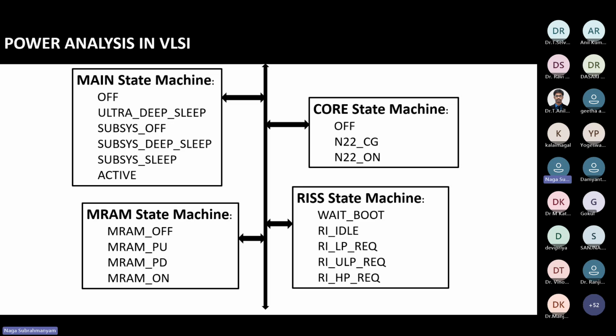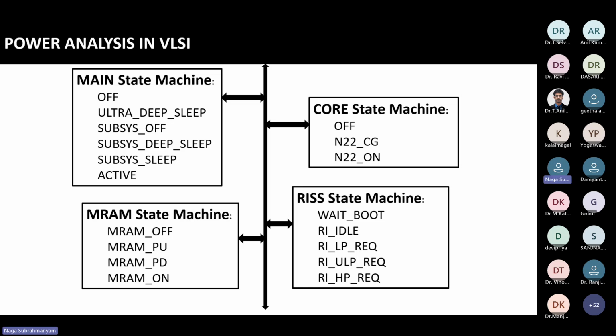This main state machine has those six states. Each state has a few more substates: ultra deep sleep, subsystem off, subsystem deep sleep, subsystem sleep, and active. This main state machine is nothing but the PMU state machine. This core state machine is nothing but whatever processor you have. Suppose you have an ARM processor, then an ARM state machine. It has only two things: one is clock gating, another one is on.